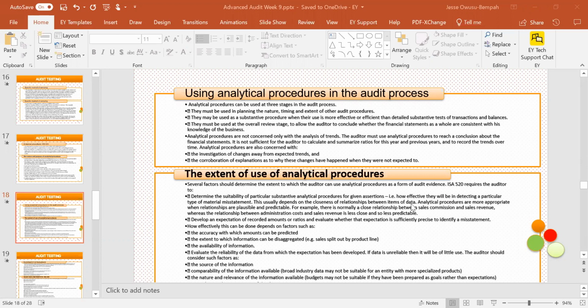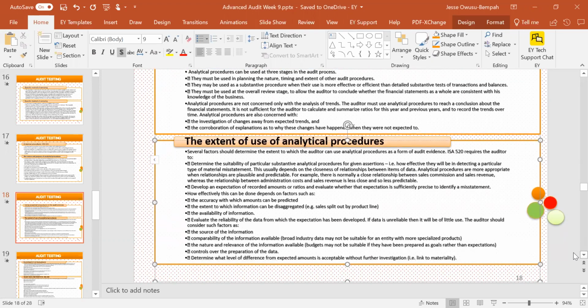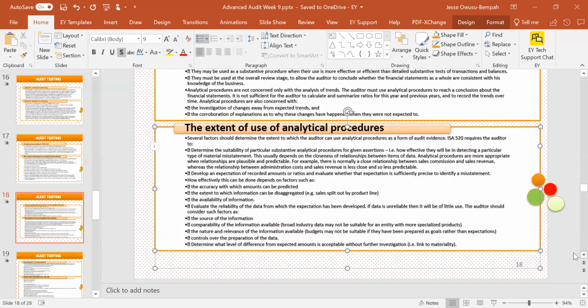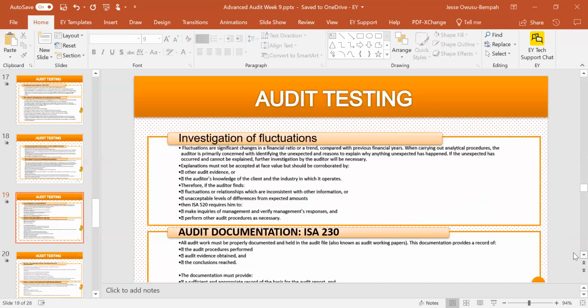So we need to determine the suitability of the analytical procedure. We always need to determine the suitability of the analytical procedure. And yeah, I don't know if we've talked about this already. Anyway. We are about to. Oh, okay.